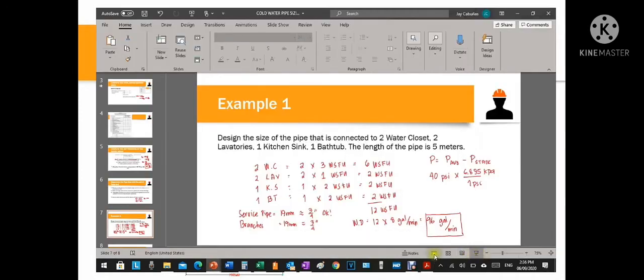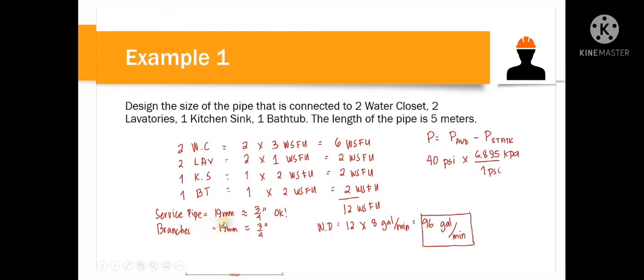We have already determined the size of our pipe, which is 19 millimeter, and this is greater than the required connection to the individual fixtures, and that means that these sizes here are okay. So, our pipe size is okay, since again, this is more than the required minimum connections for our individual fixture.